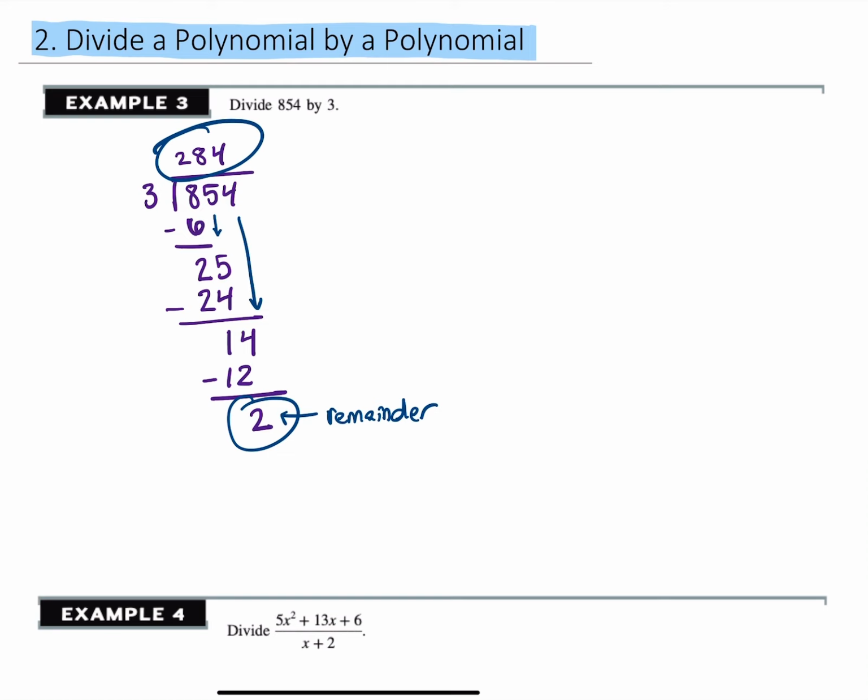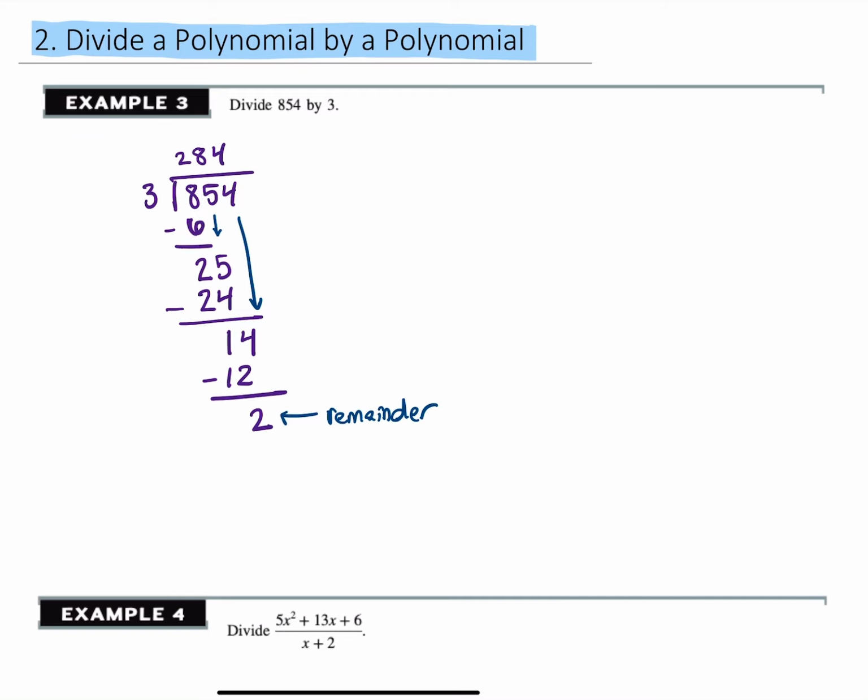So let's see how this would apply to polynomials, and we'll follow the same kind of general structure of thinking about what we should multiply, writing that number up here, multiplying these two numbers and writing the result below, and then subtracting, getting the result, bringing down the next term, and just repeating that process until we make it all the way through.